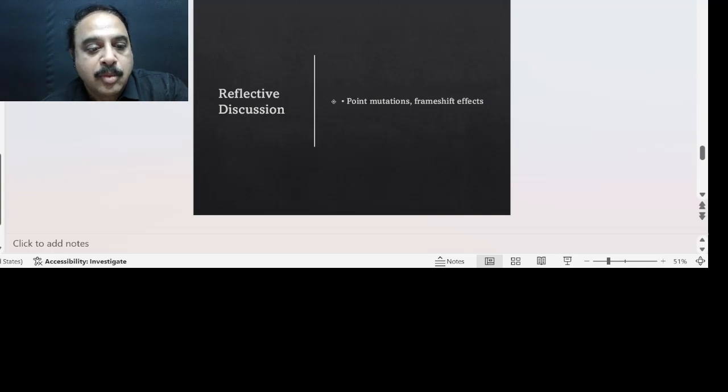Now, moving ahead is a reflective discussion. In the reflective discussion, discuss how DNA mutations lead to protein structure and functional changes, which can be both harmful and beneficial. How do we justify this statement? Initiate a discussion and complete it.